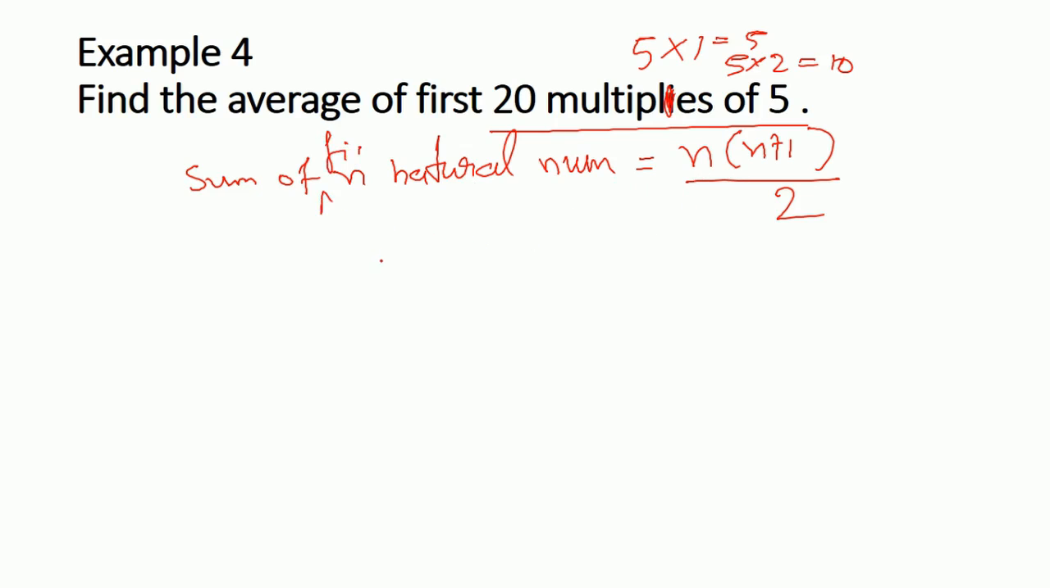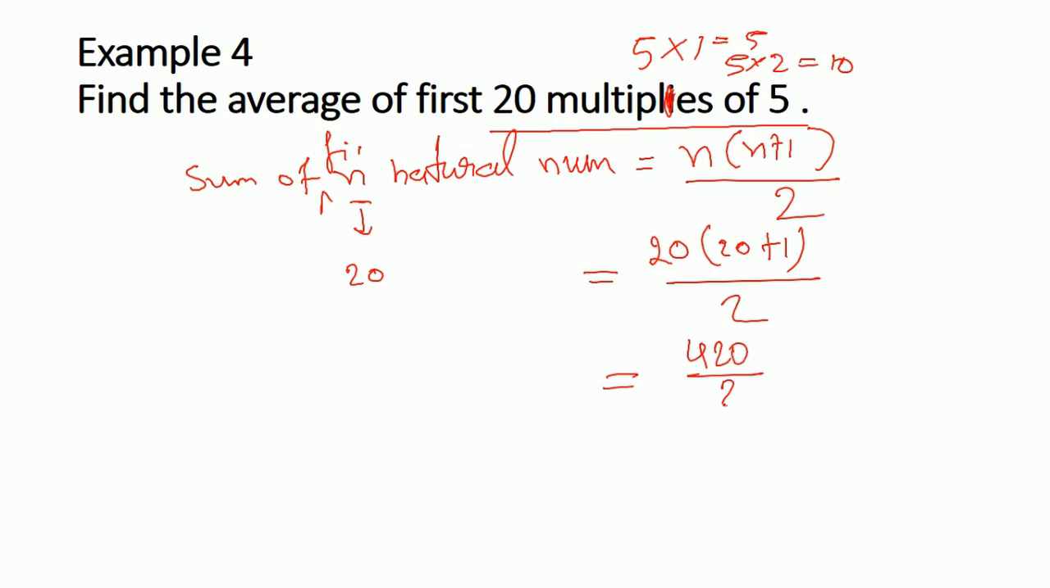So from here, instead of n, we know it's 20 numbers, because it is the sum of the first 20. So n is 20 here. If we put the value of n here, 20 into 20 plus 1 by 2, so it's 21 into 20. 21 into 20 is going to give us 420, divided by 2 is going to give us 210. So 210 is the sum of the first 20 natural numbers.